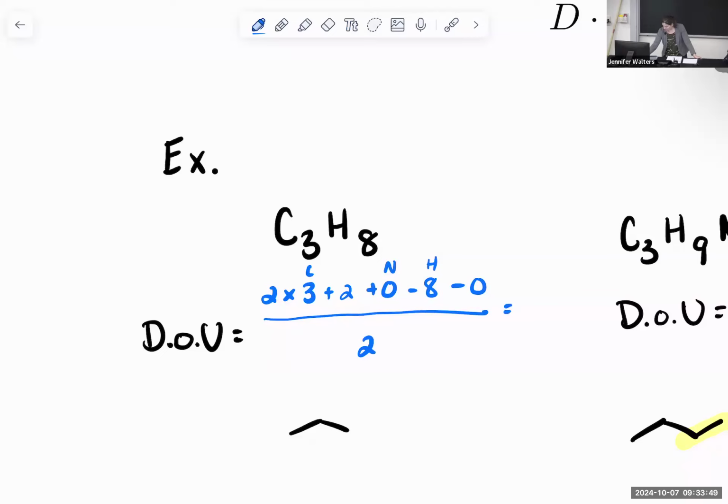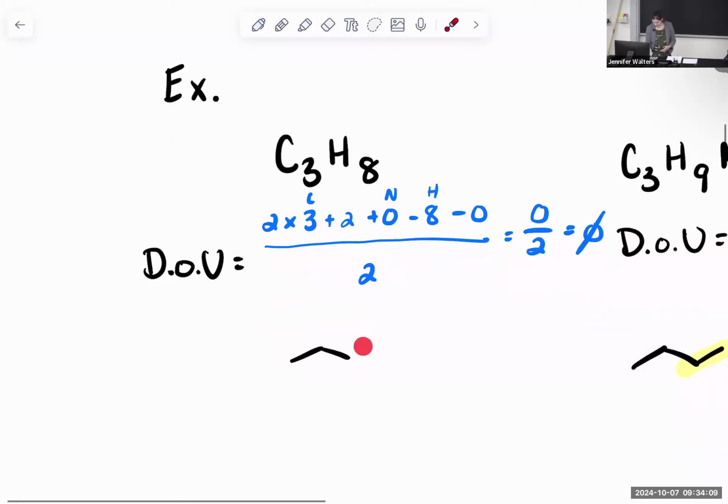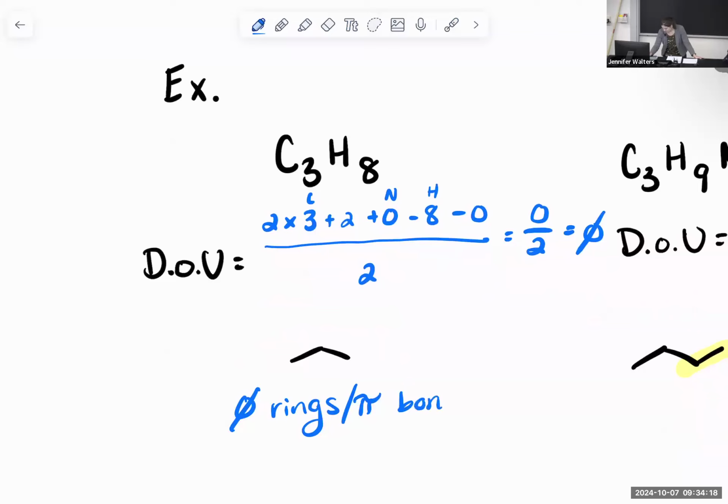So this works out to be 2 times 3 is 6, plus 2 is 8. 8 minus 8 is 0. 0 over 2 is 0. So that means if you are C3H8, you have 0 unsaturations. The only way to make that molecule exist is to just be propane. There are 0 rings or pi bonds. There are no unsaturations.